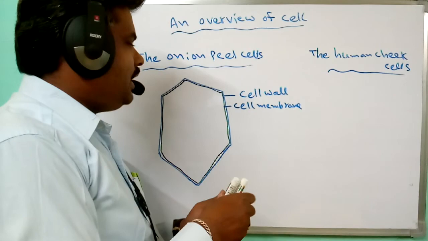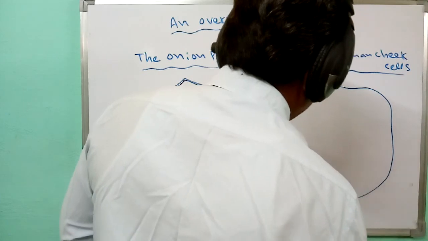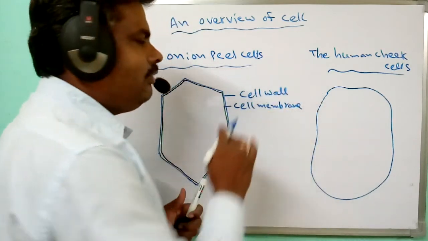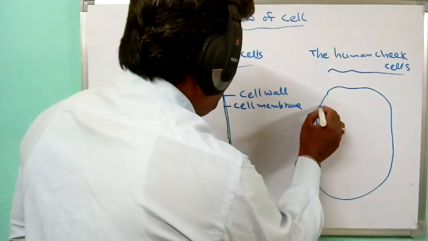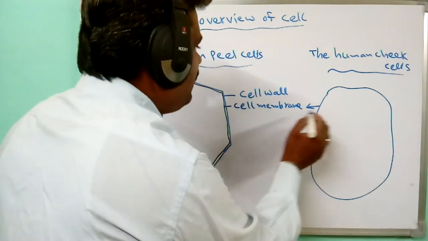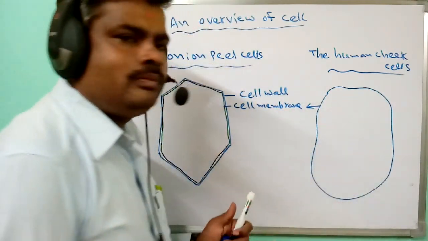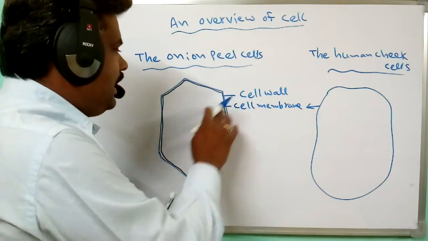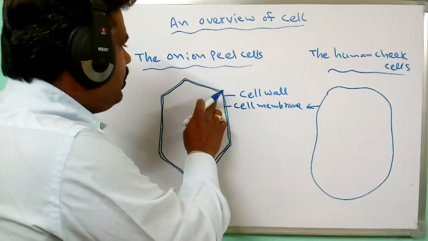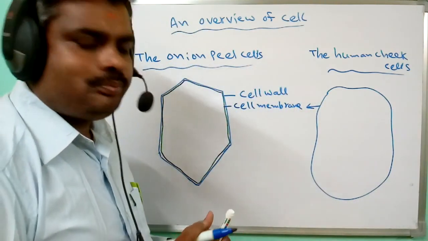When we observe the human cheek cell, it does not have a cell wall. The delimiting membrane, that is the cell membrane, is present at the outer boundary of the cell. So the onion peel cell has a cell wall, while the human cheek cell does not. Both the onion peel cells and the human cheek cells have a cell membrane.